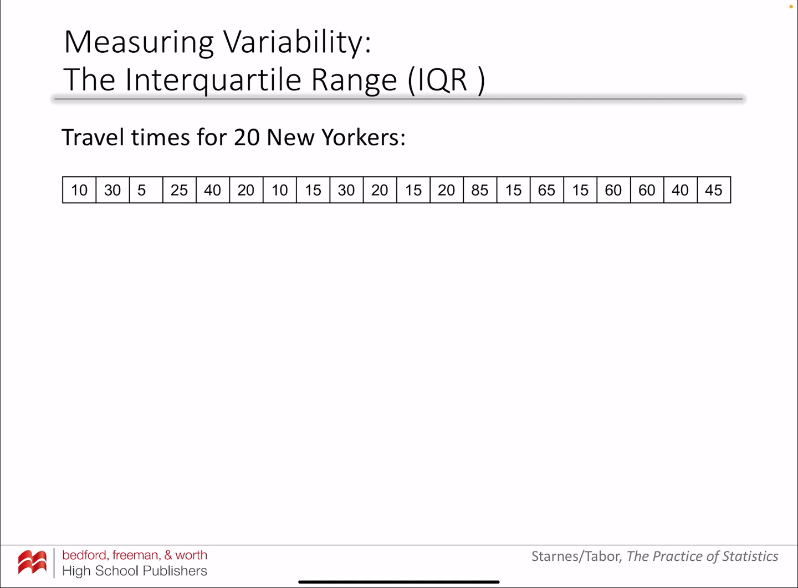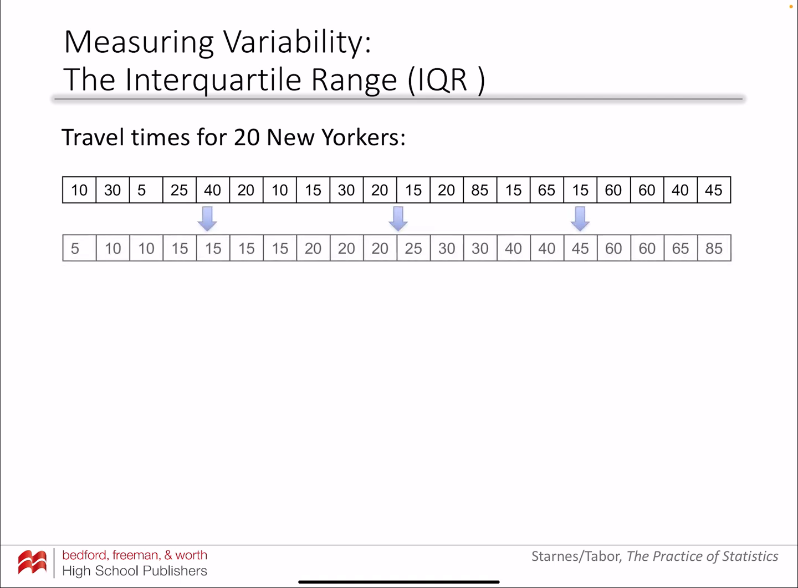The first thing we need to do in order to find the median is, of course, put the data in order from lowest to highest. Then we can find the median by looking at the middle 2 numbers and averaging them. But also, we can find the quartiles by finding the middle of the top half and the middle of the bottom half. Maybe I'll go back for a second to show you how that's done.